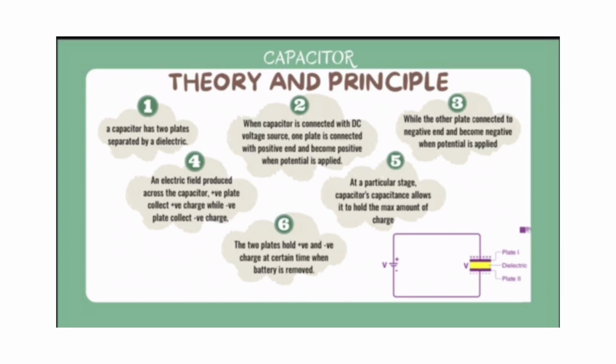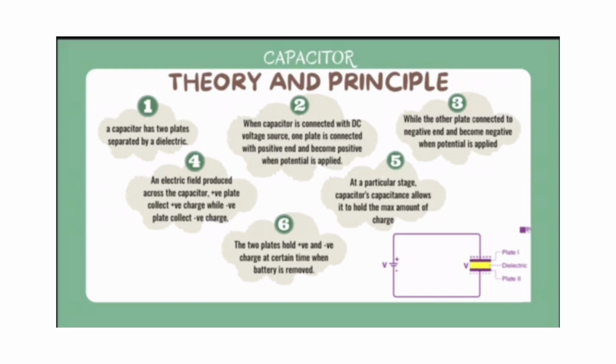An electric field is produced across the capacitor. The positive plate collects positive charge while the negative plate collects negative charge. At a particular stage, the capacitor's capacitance allows it to hold the maximum amount of charge, and the time span is called the charging time of the capacitor.